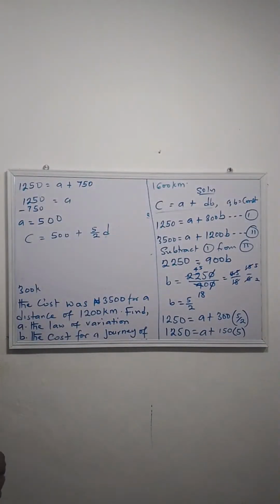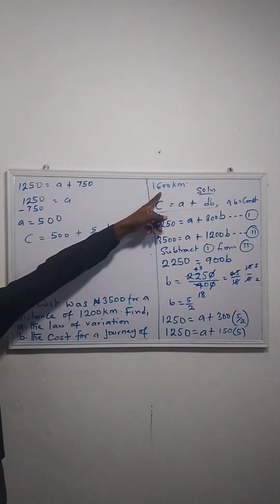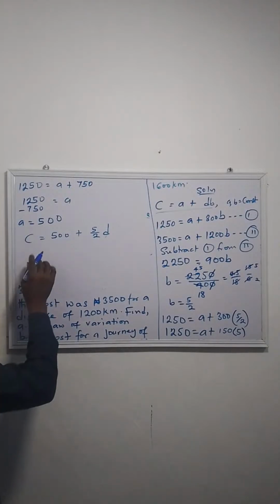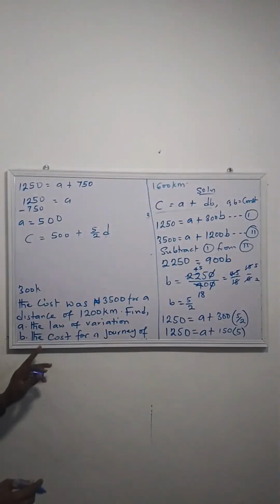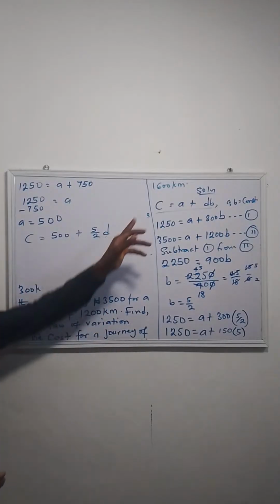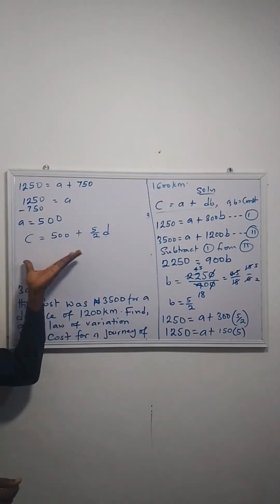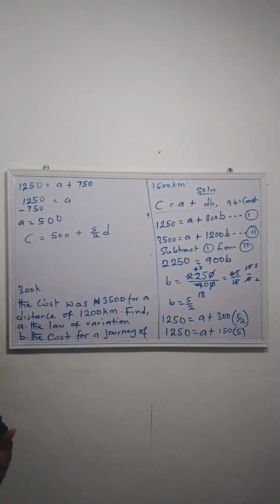The next task is you have to find the cost of the journey when this distance is traveled. So what's going to be the cost of the journey? I want you to try that, plug in this value, and tell me what the cost of the journey is going to be. So find the cost of traveling for this distance, 1,600 kilometers, when this is the connecting formula, the law of variation. Can you quickly do that and drop your answer in the comment section?